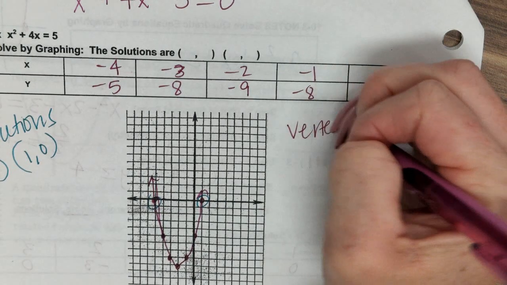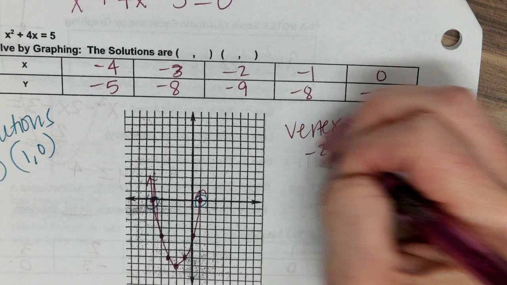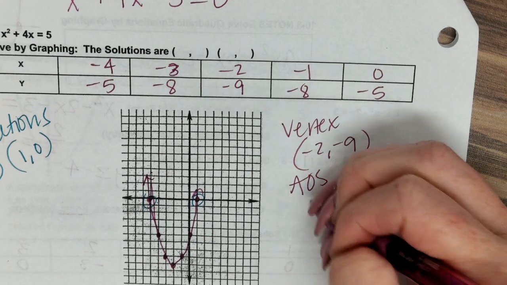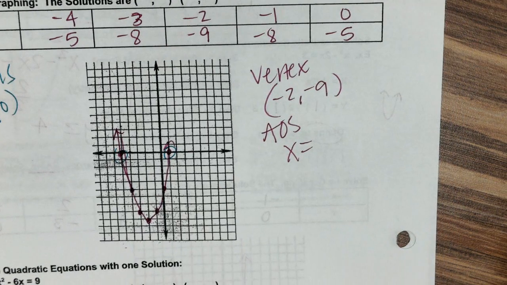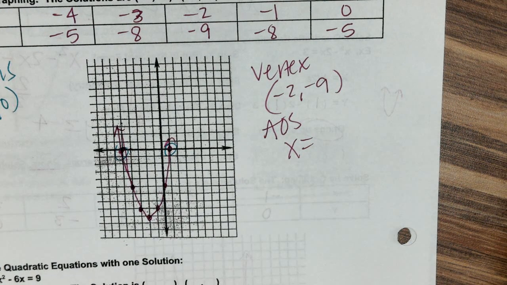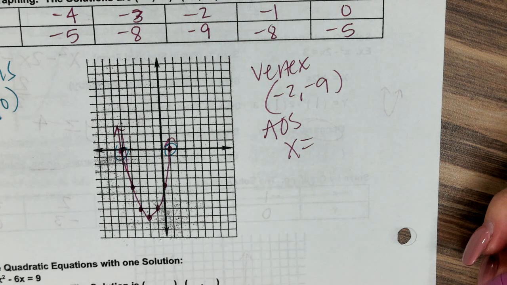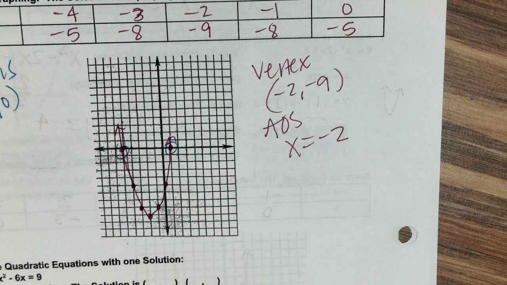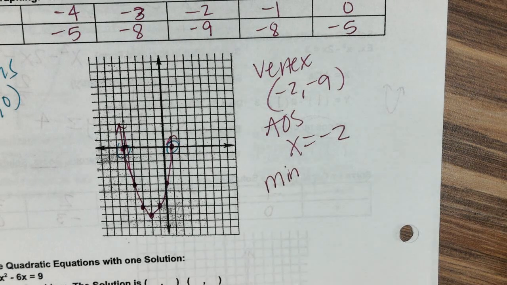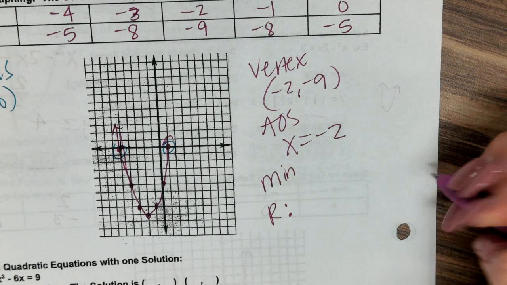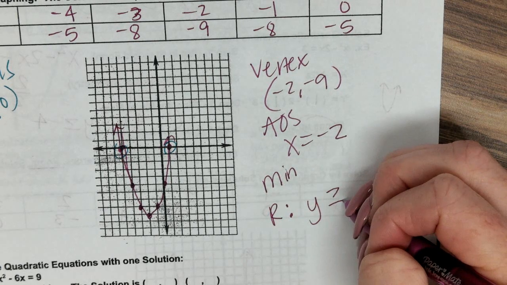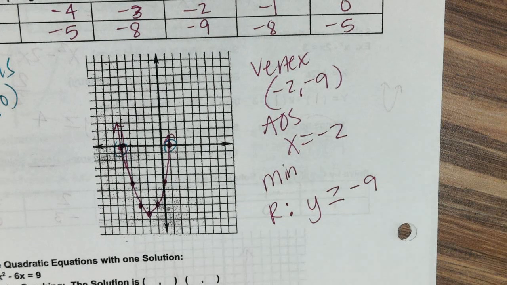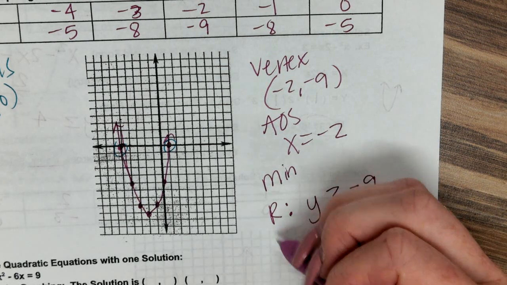The vertex was at -2, -9. The axis of symmetry was at x equals what? What's the axis of symmetry at? -2. What, does it have a minimum or a maximum? It has a minimum. And what is the range? Yep, y is greater than or equal to negative 9. What's the domain? All real numbers.